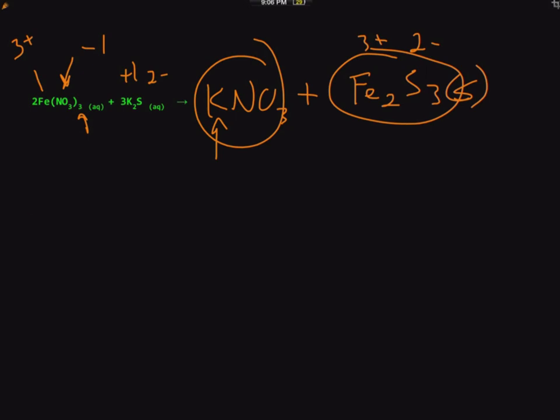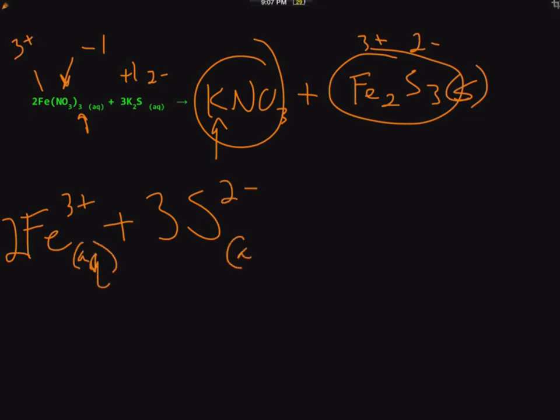So our net ionic equation is 2 Fe3+ and 3 S2-, and these are both aqueous, produces Fe2S3 solid.